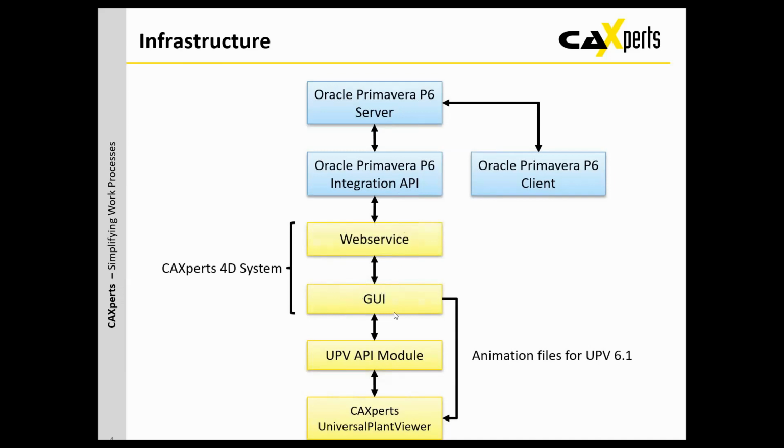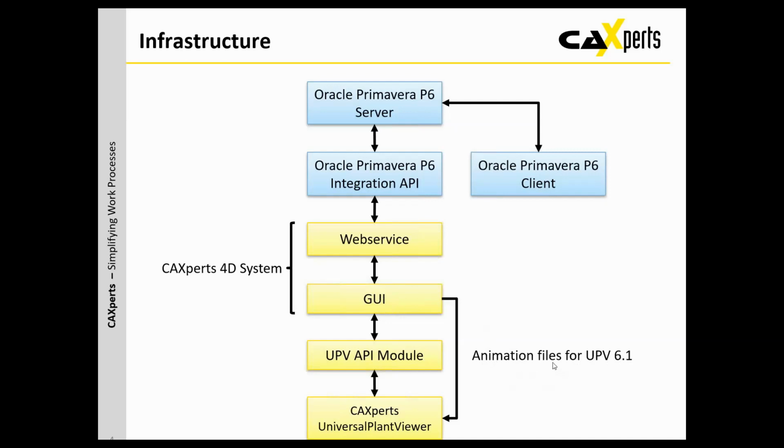So the so-called 4D system consists of two components. One is a web service. This is typically installed next, for example, to the P6 client. And this is talking to the integration API and a graphical user interface that is running an embedded CA Experts UniversalPlantViewer. So that's the combination you would use as a P6 user to set up the links between the UPV and the P6 items. But you can also create, using the graphical user interface, some animation files for UniversalPlantViewer 6.1.